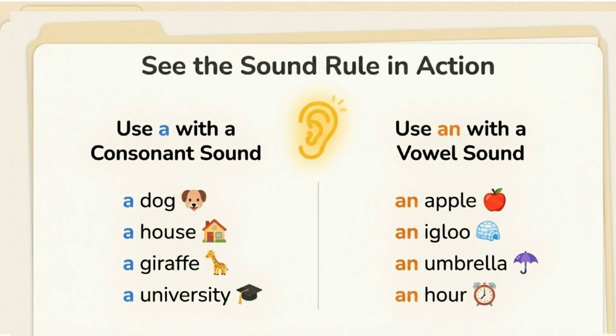Let's see the sound rule in action. Use a with consonant sounds. A dog, a house, a giraffe. Use an with vowel sounds. An apple, an igloo, an umbrella. Notice the tricky words. A university and an hour.